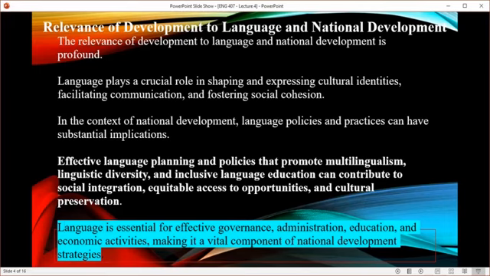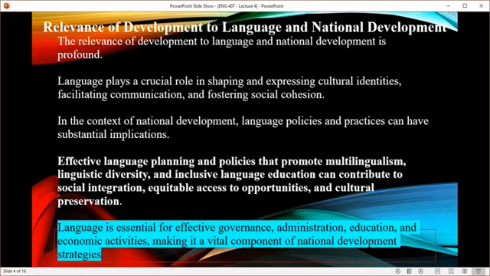Now, I want to look at the relevance of development to language and national development. How do we say language has something to do with development, or development has something to do with language in relation to national development, according to the course title, Language and National Development? What is the relevance between language and national development? So the relevance of development to language and national development is very critical because language plays a crucial role in shaping and expressing cultural identities, facilitating communication, and fostering social cohesion.